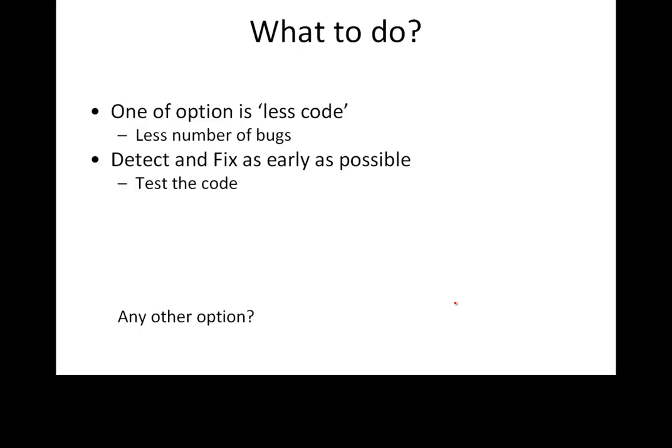Okay, so there is one simple way to reduce the number of bugs. One option is, if we write less code, there will be fewer bugs, because more code means more bugs. And the other option is to detect and fix the bugs as early as possible, like we test the code immediately. So if you follow test driven development, then there is a chance we leave fewer bugs when we go to the integration phase. And any other option in mind?